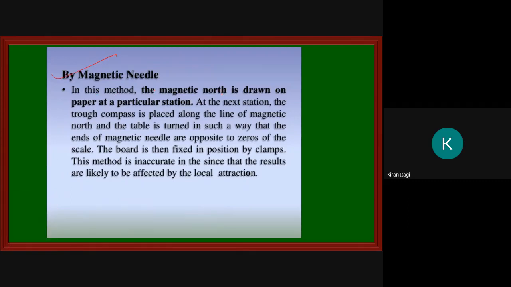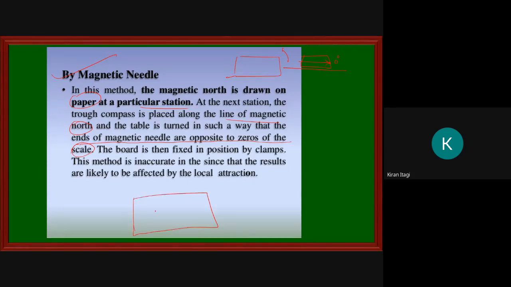In this method, the magnetic north is drawn on the paper. First, what you do, this is my drawing sheet. You will orient it with the trough compass until it gets to zero. So we will draw a line. The magnetic north is drawn on the paper at a particular station. At the next station, the trough compass is placed along the line of magnetic north, and the paper is turned in such a way that the ends of the magnetic needle are opposite to the zero of the scale. Means orientation is done.